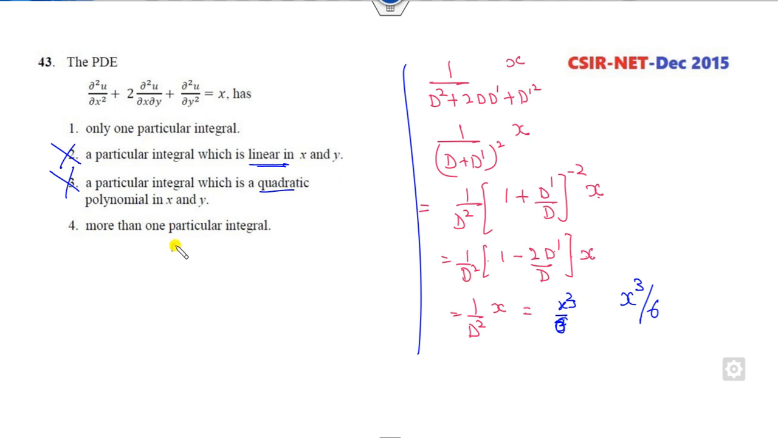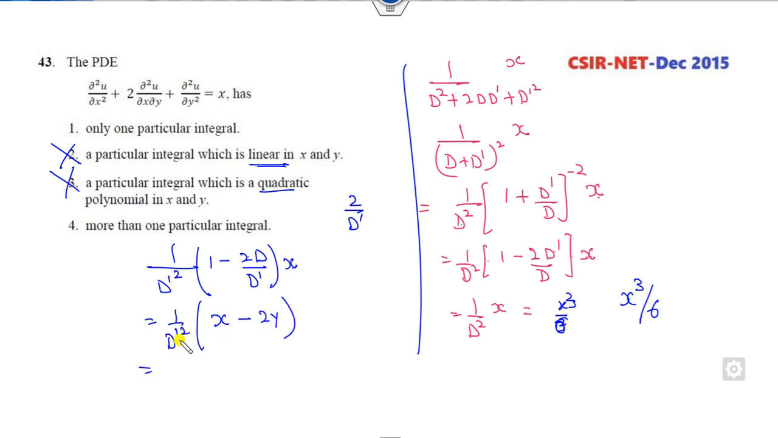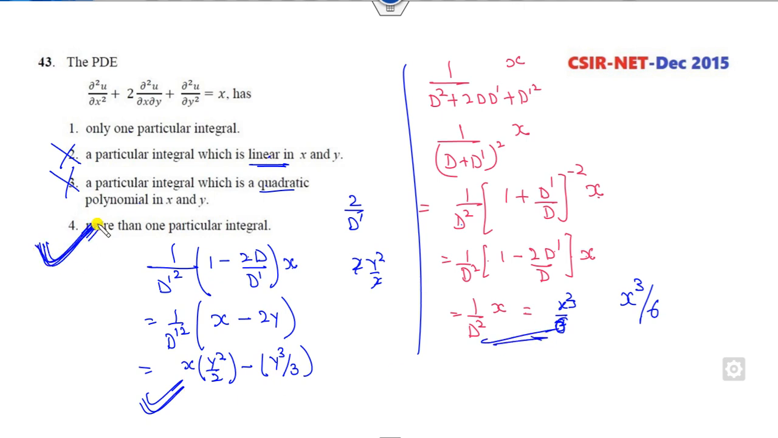Now it has 1 or more than 1. Instead of D, I can also take D dash common, so it will be of this form. So what will happen in this case? If I take x, the derivative with respect to x is 1, so it is 2 over, so what is the integration of this? 2y. Now you can integrate this with respect to y 2 times. So first y square by 2, then y cube over 3. So it is quadratic, linear will not be there. So one solution is here, one solution is here. So it has more than one particular solution. This is the right answer of the problem.